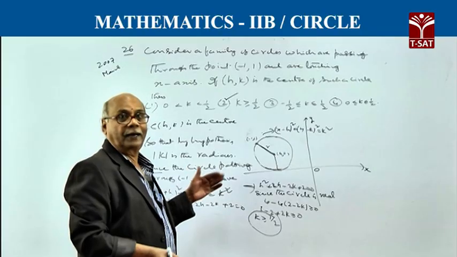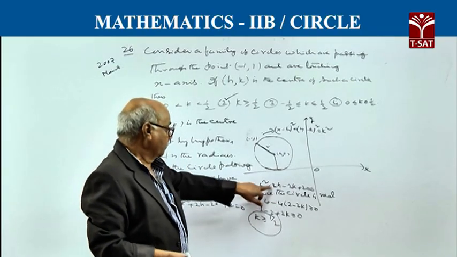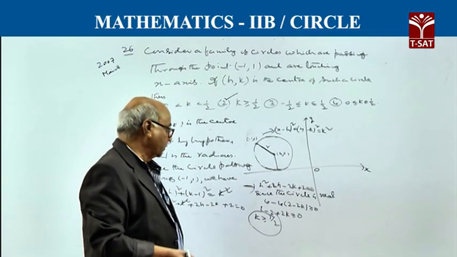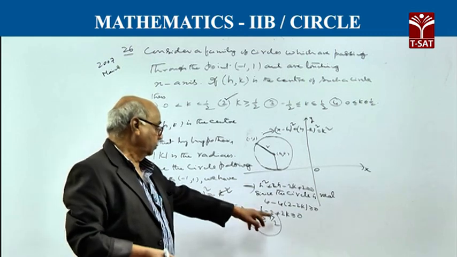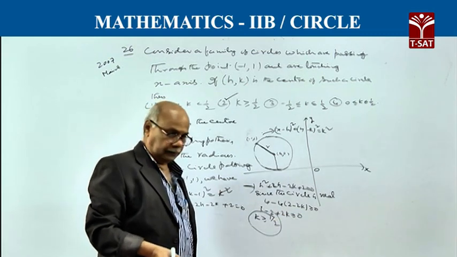So this is quadratic in h, for which it has got real roots. So the discriminant must be greater than or equal to 0. So it is greater than or equal to 0 means 4 minus 4 into (2 minus 2k) must be greater than or equal to 0. So 1 minus 2 plus 2k is greater than or equal to 0. So k is greater than or equal to 1 by 2.